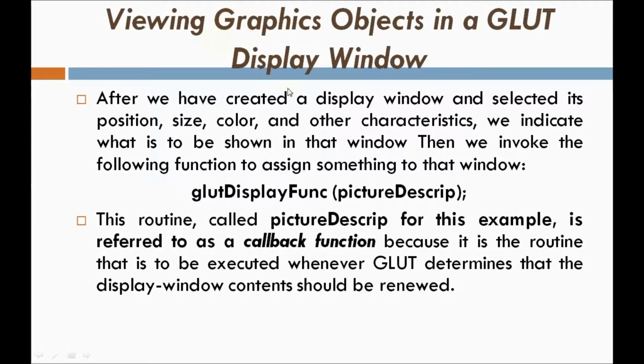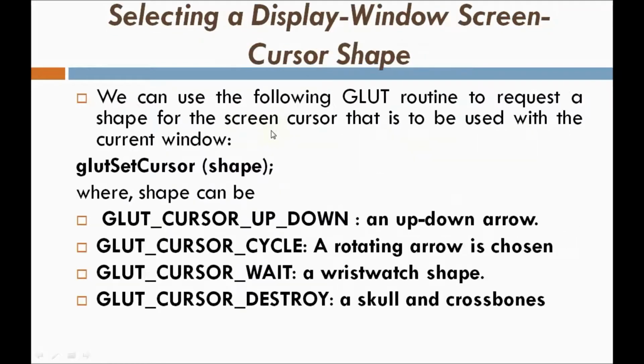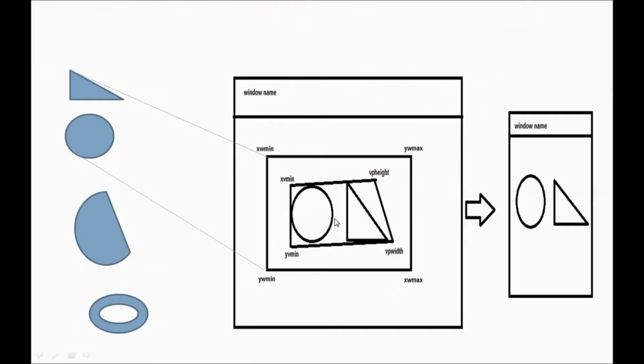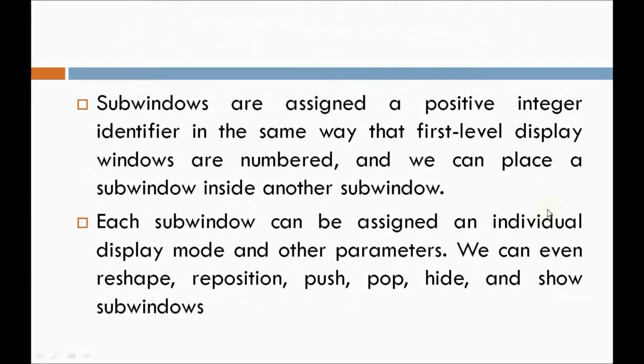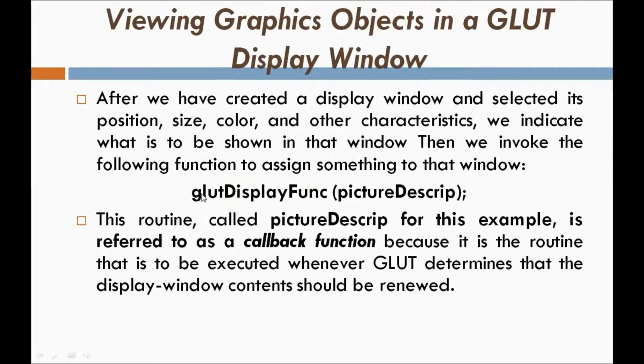Next, suppose you want to view the objects in a display window. You know that a clipping window and a viewport will be there, but how do you view the object in the clipping window or viewport? For that there is a command: glutDisplayFunc. The parameter is the picture description. For example, if you want to display a cube, the picture description will be cube. If you want to display a circle, it will be circle.